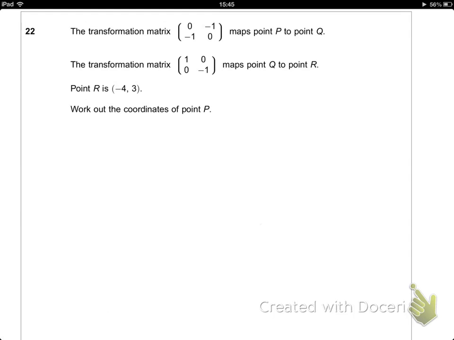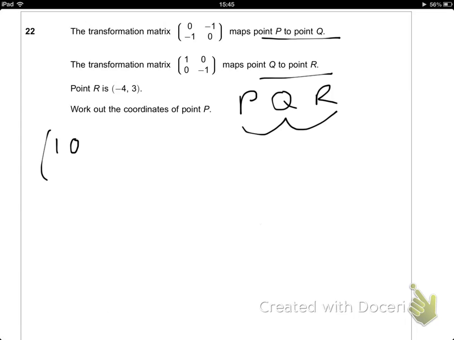Right, when you've got two matrices, one after the other, from point P to Q and then from Q to R, it means you go from P to Q to R using one then two matrices. The rules are that you take the second matrix, which is 1, 0, 0, minus 1, and multiply it by the first matrix, which is 0, minus 1, minus 1, 0, and it has to be in that order.